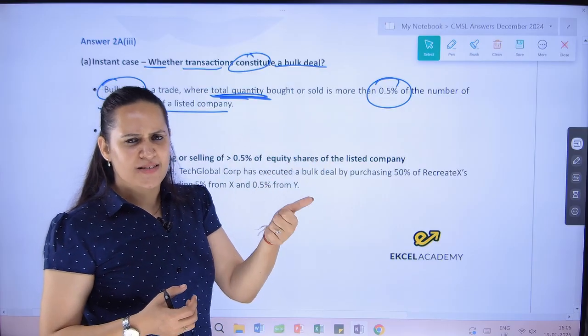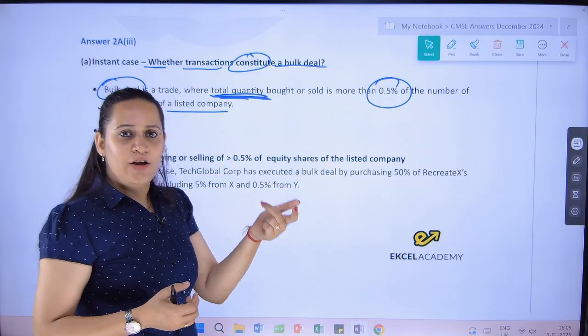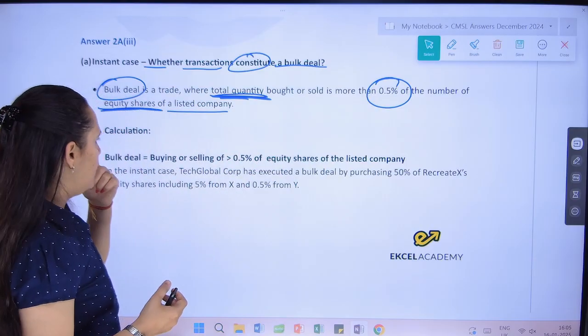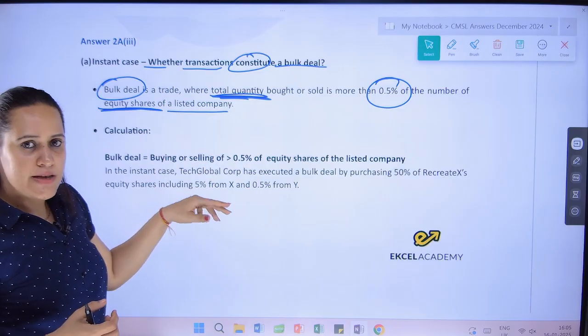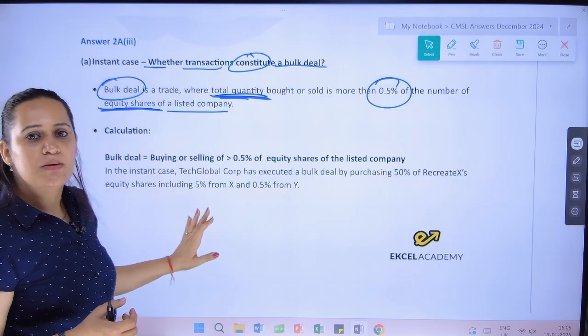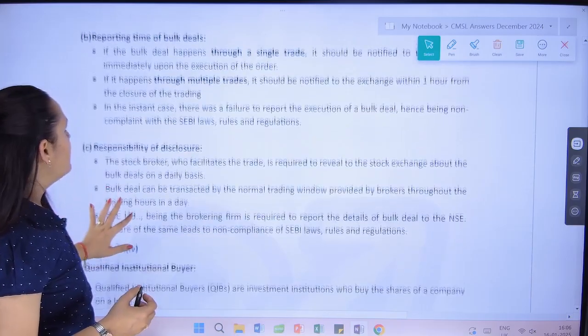One is 50% of X's shareholding, one is 0.5% of Y's shareholding, and one more transaction. So keeping all the 3 transactions in mind, you can say that yes, it was a bulk deal that has been executed here. Next, second one, reporting time.